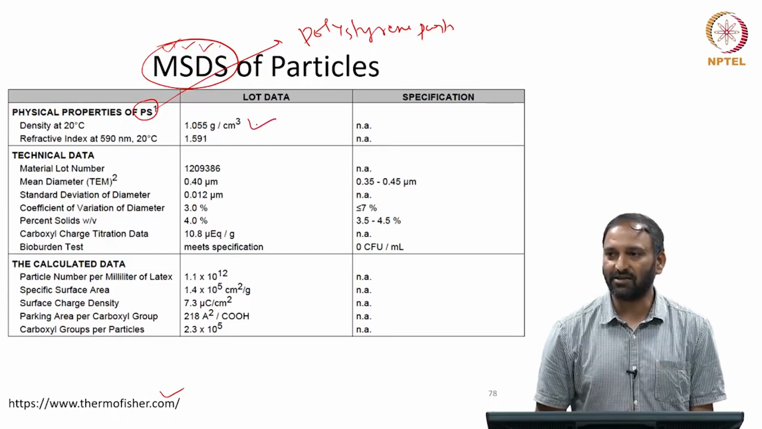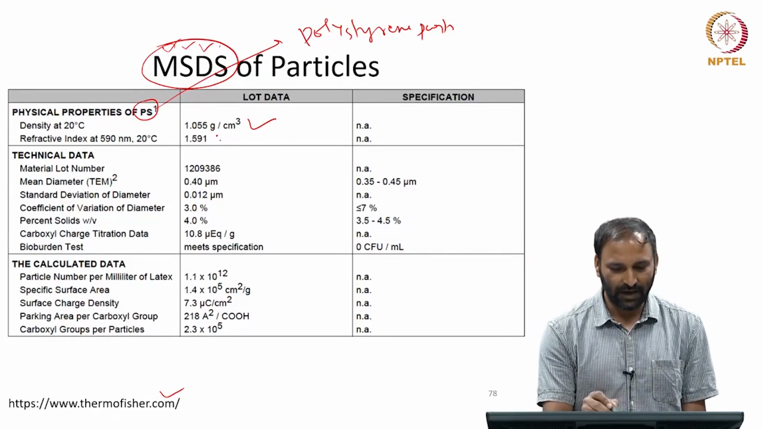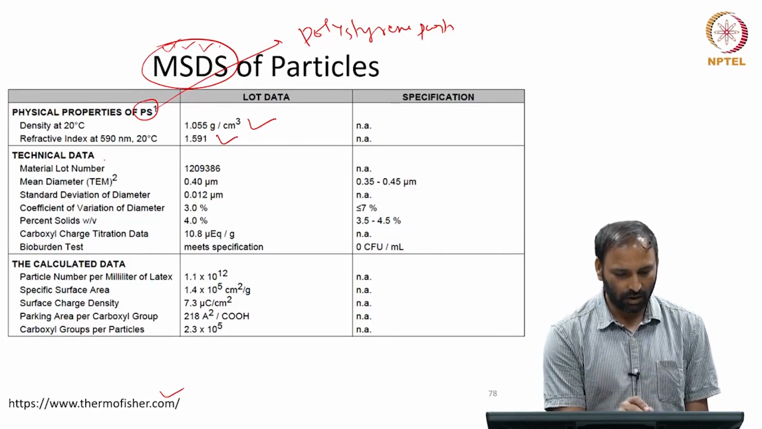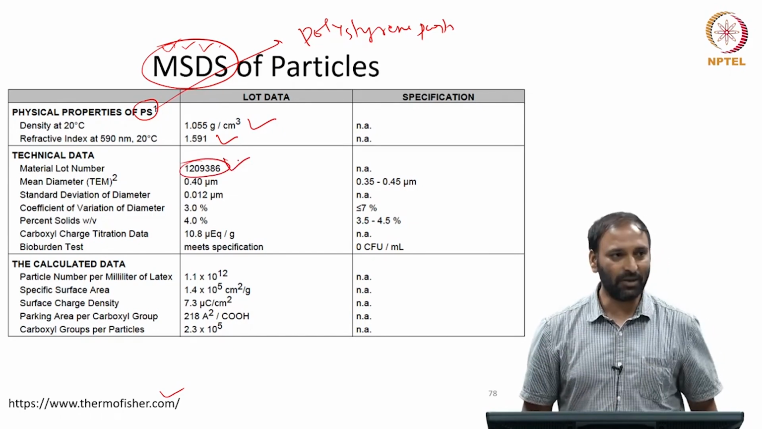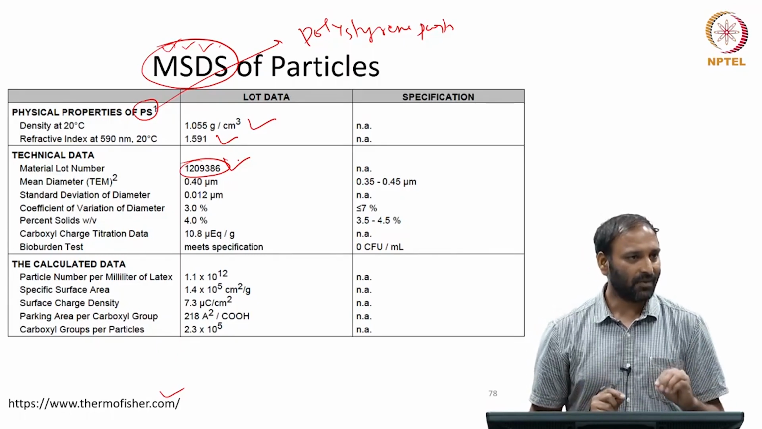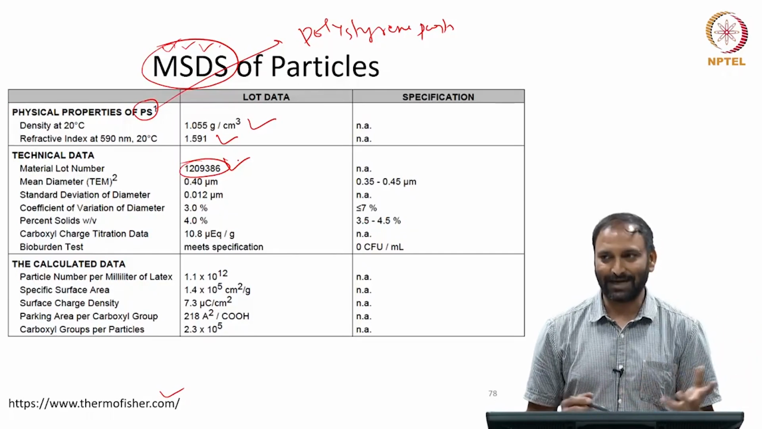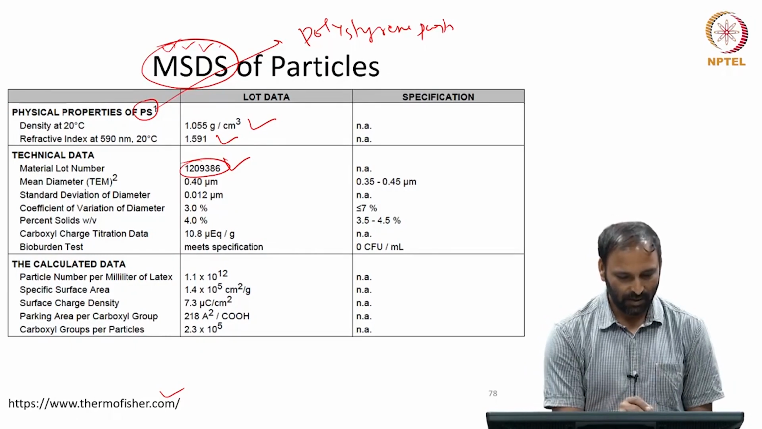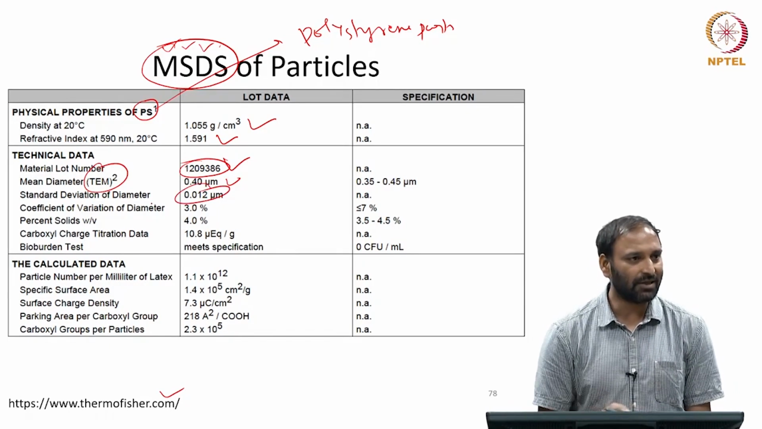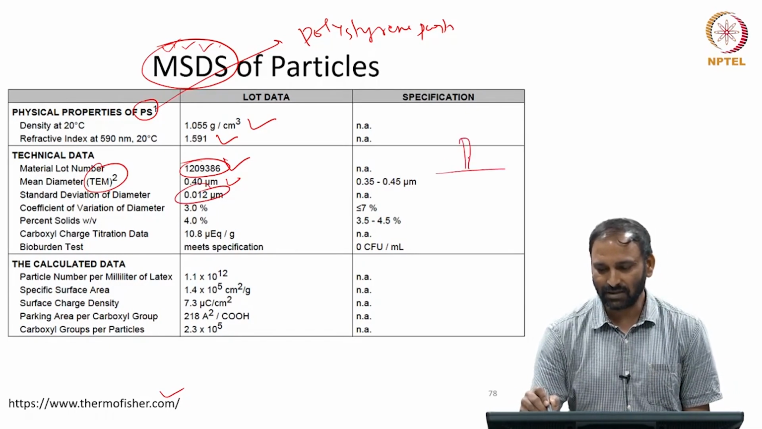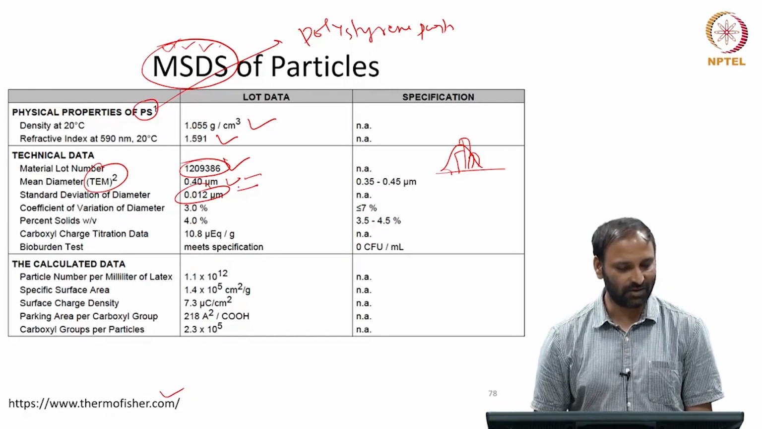They give you the density of the particle, 1055 kg per meter cube, and the refractive index. They give you a lot number. All the particles that you buy are identified by this number, so whether it is supplied here or elsewhere in the world, you will get particles of exactly identical nature. The mean diameter is measured by TEM, with a standard deviation. You get a histogram, fit a distribution function, and get the mean size and the standard deviation.